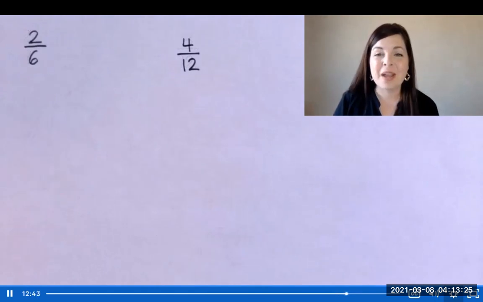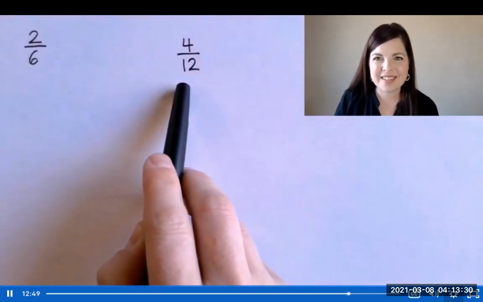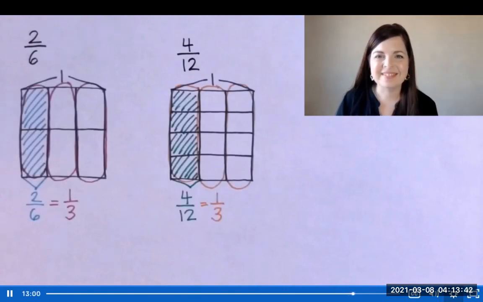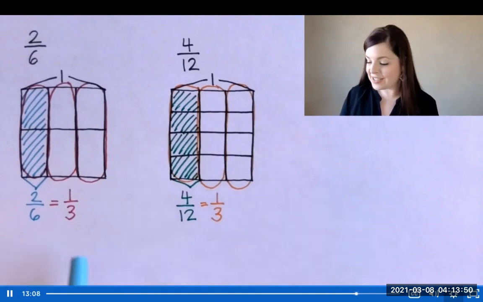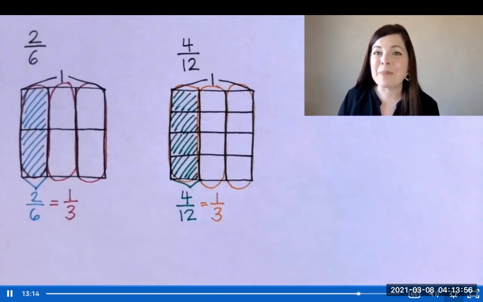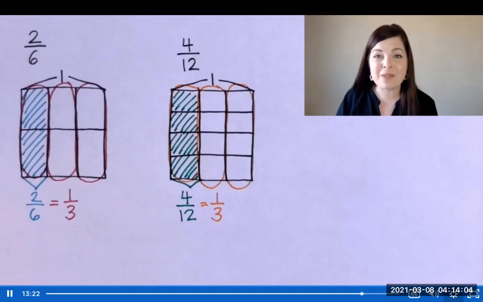Let's try one more. Pause the video and draw area models to show 2/6 and 4/12. Then circle the groups to rename both fractions as the same unit fraction. I'll be waiting when you get back. So what unit fraction did we find is equivalent to both 2/6 and 4/12? 2/6 equals 1/3 and 4/12 equals 1/3. Way to go! Now pause the video and write a number sentence using division to show the equivalence of the fractions for both of these. You can compare your work to mine when you get back.